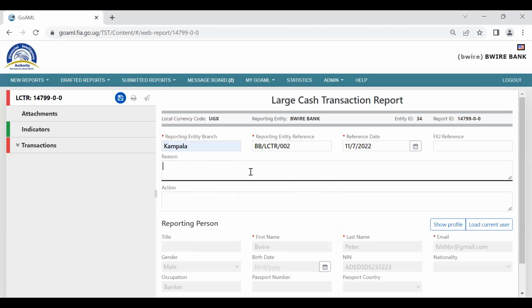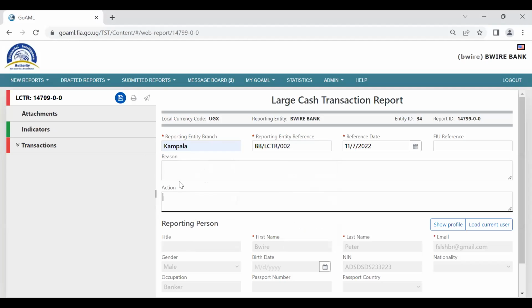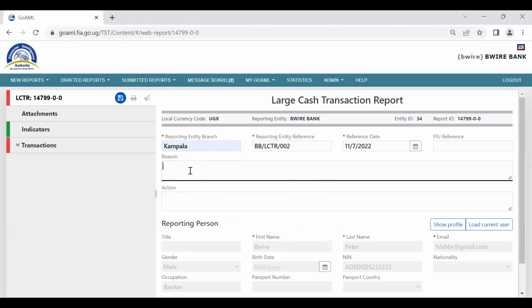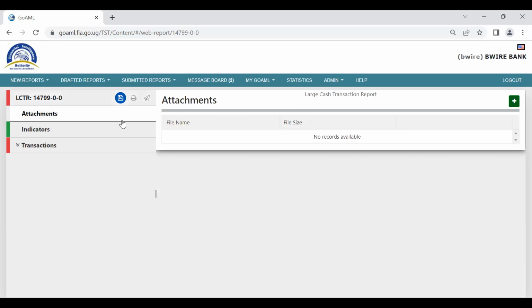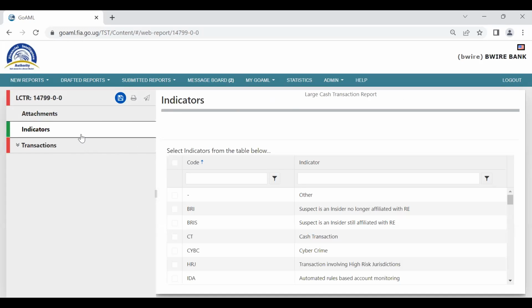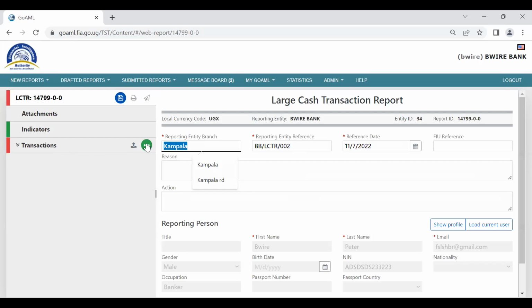So since this is not a suspicious report, we're not going to put a reason or action. So for large cash, we do not need a reason or action. You just capture the reporting entity branch and the reference. No need for reason, no need for action. No need for attachments also, and no need for indicators, because we are filing a mandatory report, a weekly report. So for large cash, we are just capturing the reporting entity branch, the reference date.